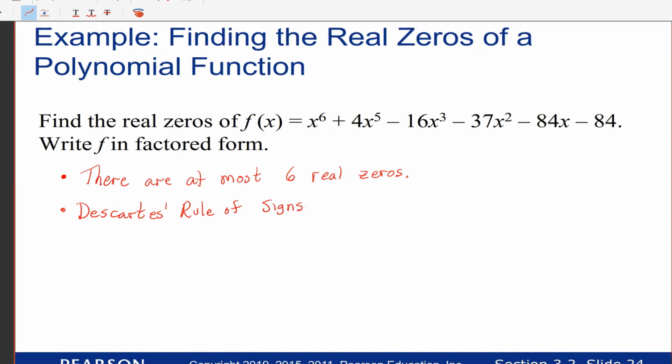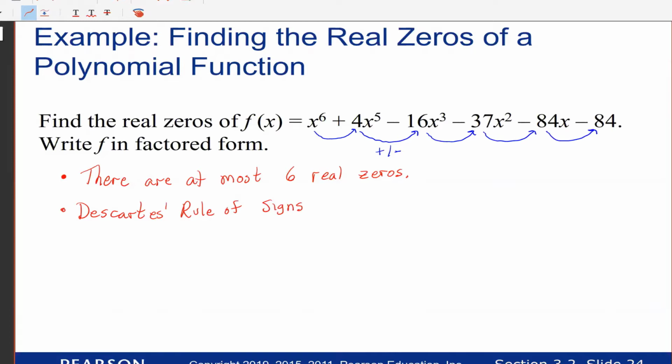To determine how many positive and how many negative real zeros the function might have. So remember, with Descartes' rule of signs, we look for the number of sign changes in f of x. So here I'm going from positive to positive. There's no sign change. Here I'm going from positive to negative. That's one sign change. Negative to negative, no sign change. Negative to negative, no sign change. Negative to negative, no sign change.